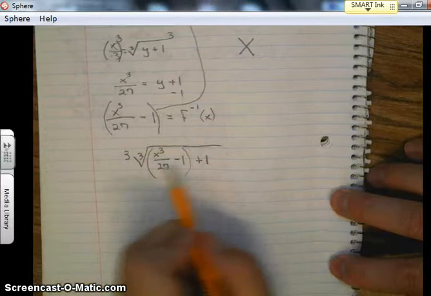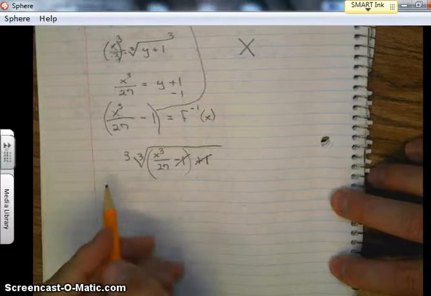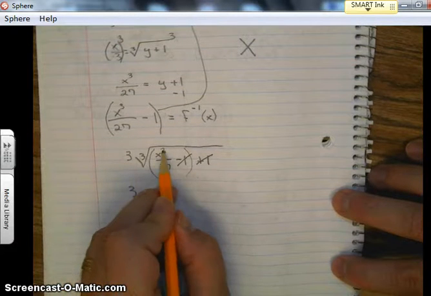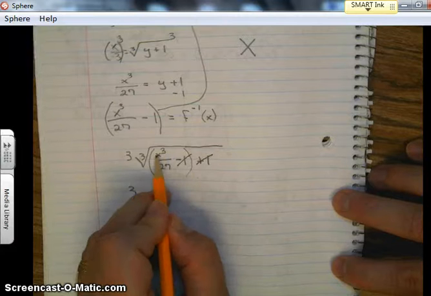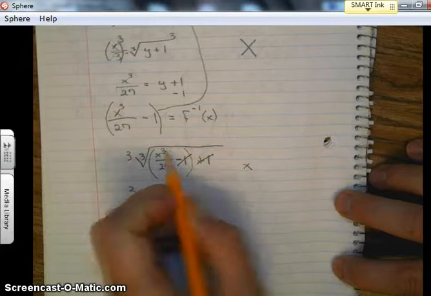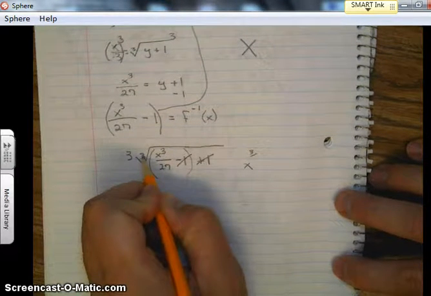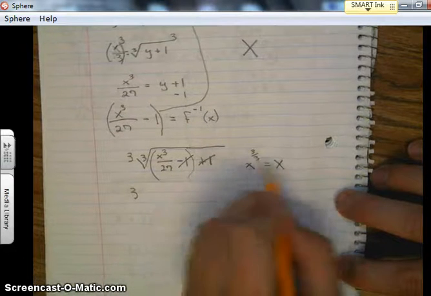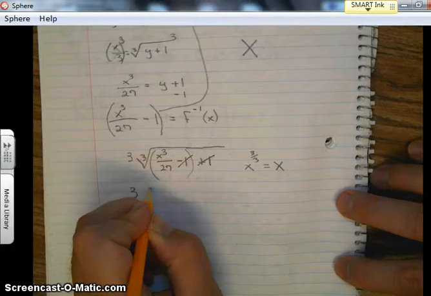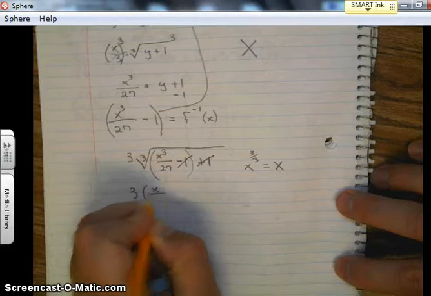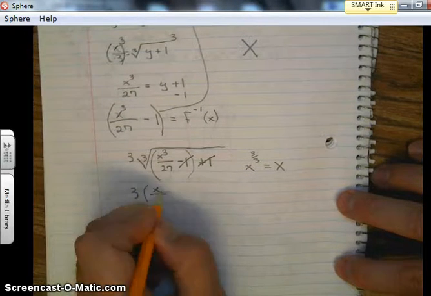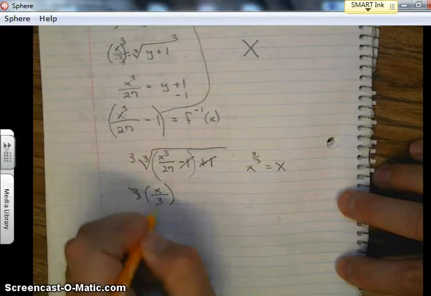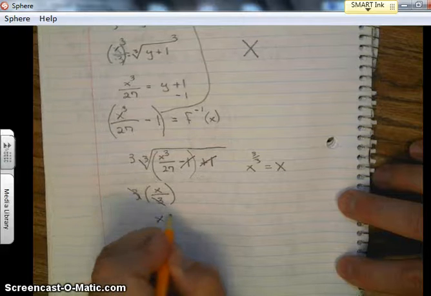So simplifying this, we know that a negative 1 and a positive 1 is 0. And the cube root of x cubed, that would be x to the 3 over 3, which would be just x, because 3 divided by 3 is 1. And then the cube root of 27 is 3. And then the 3's cancel, so we get x.